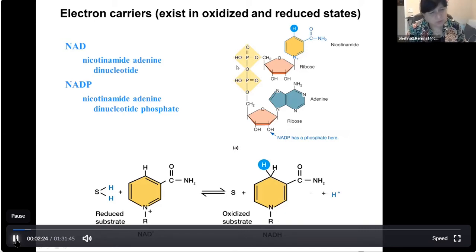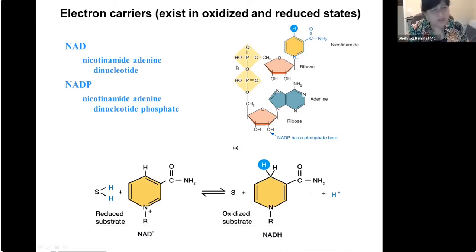So remember, up to now, glucose was in the cytoplasm. Now these carriers will have to take those electrons and take it to the membrane where the electron transport chain is located. So one of the most common electron carriers that you come across in any of the systems is the NAD. NAD is, of course, a nicotinamide adenine dinucleotide. So if you look at the structure, to which category of macromolecule does this belong to?